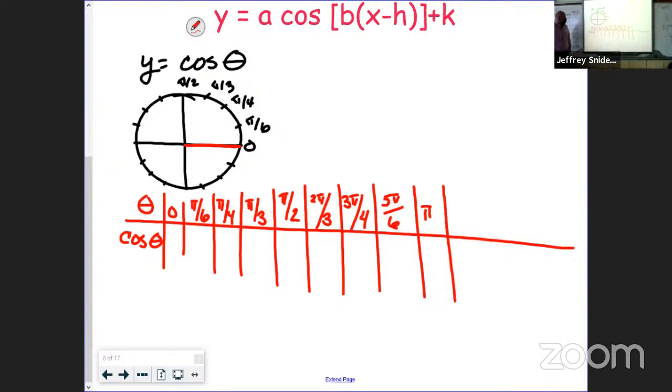Okay? So here we go. What is the cosine of 0? 1. What is the cosine of pi over 6? Radical 3 over 2. I'm just going to remind you, that's about 0.85. Pi over 4, what's the cosine? Radical 2 over 2, that's about 0.7, roughly. Okay? Pi over 3, what's the cosine? 1/2, so that's 0.5.